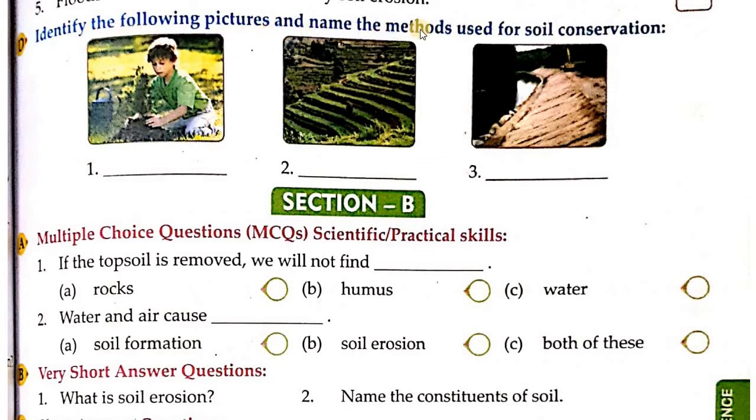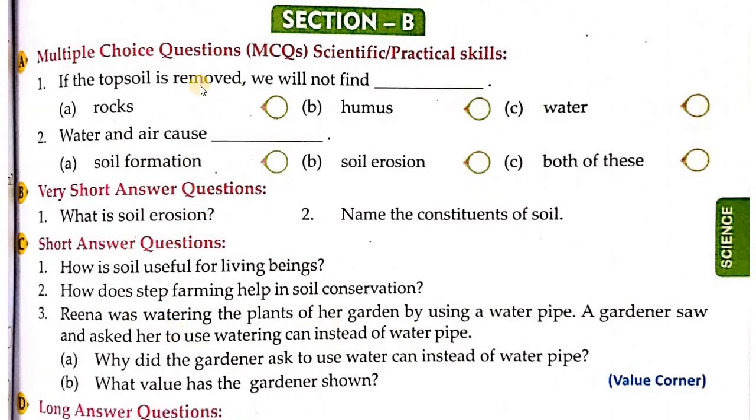Identify the following pictures and name the methods used for soil conservation. What we see in the first picture? There's a boy planting. So, the first way of soil conservation is growing plants. Number 2, what is this? Step farming. Excellent. It's a step farming. Number 3, this is an embankment along the river bank.